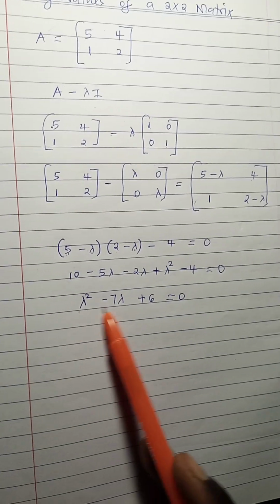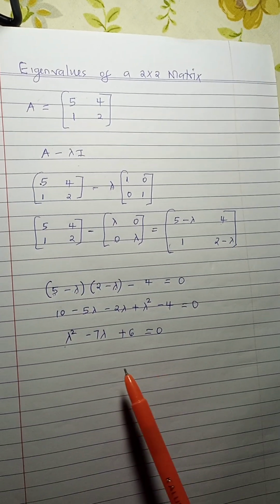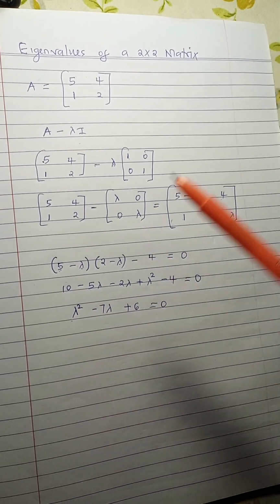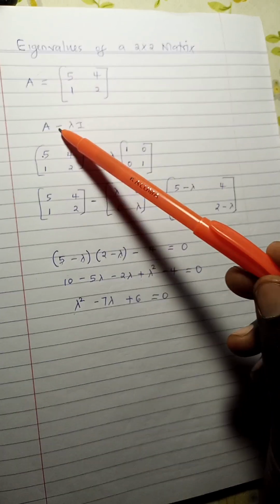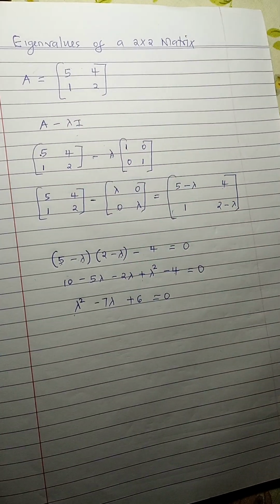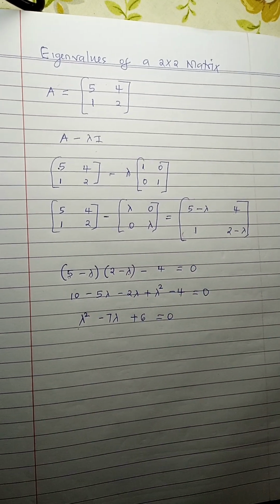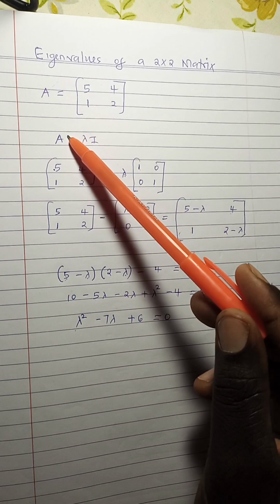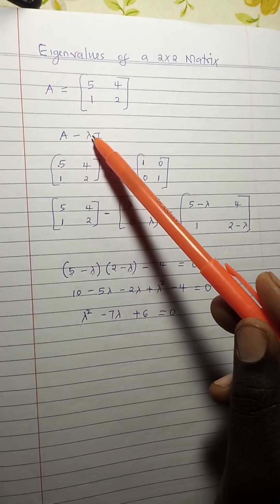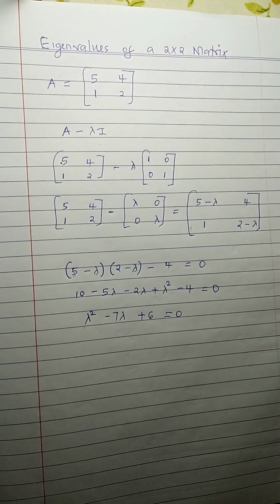So this is our characteristic equation that we have obtained. It is the characteristic equation because if you find the determinant of A minus lambda I and you equate it to 0, you obtain the characteristic equation. And before you equate to 0, if you write only A minus lambda I, that is the matrix minus lambda times the identity matrix, the whole of this is the characteristic polynomial.